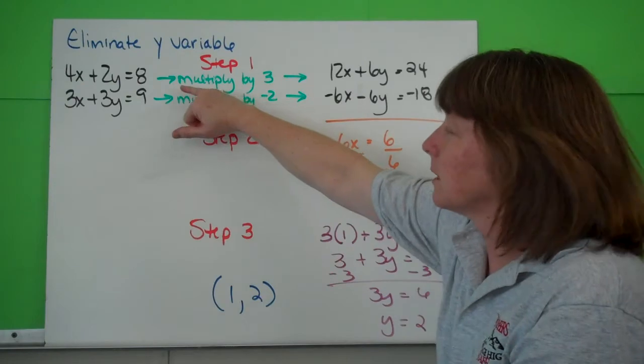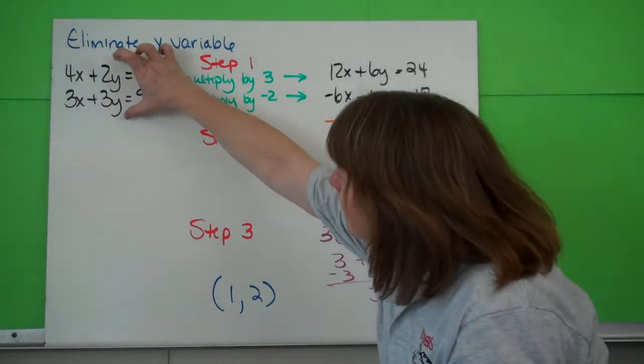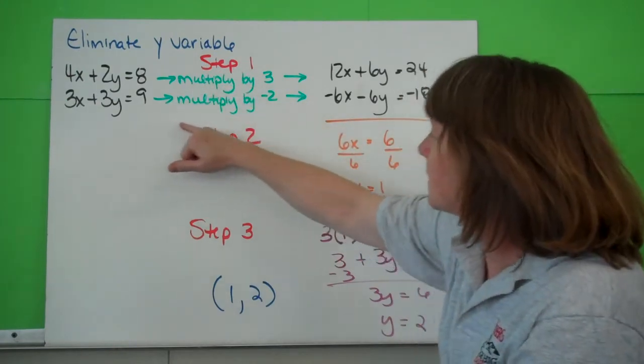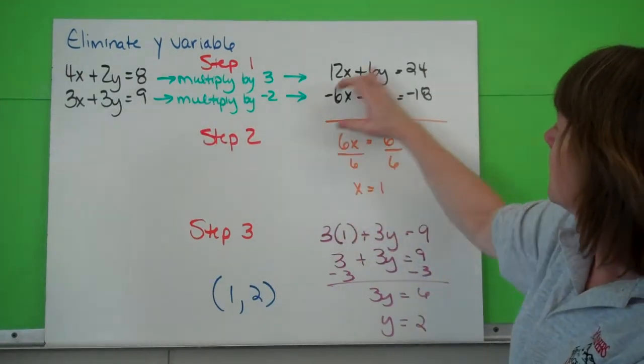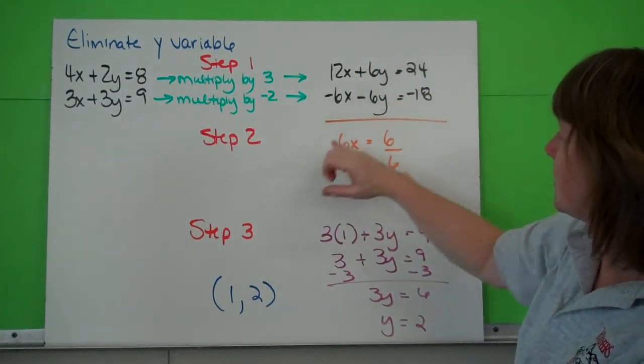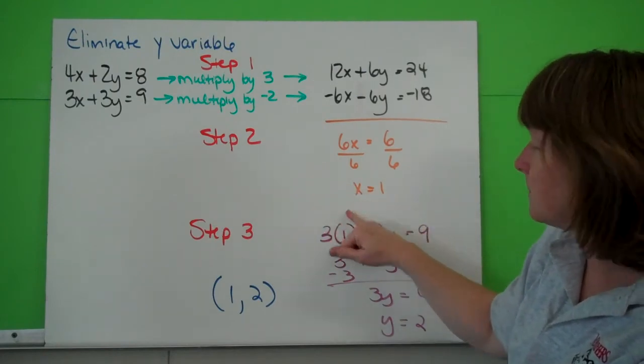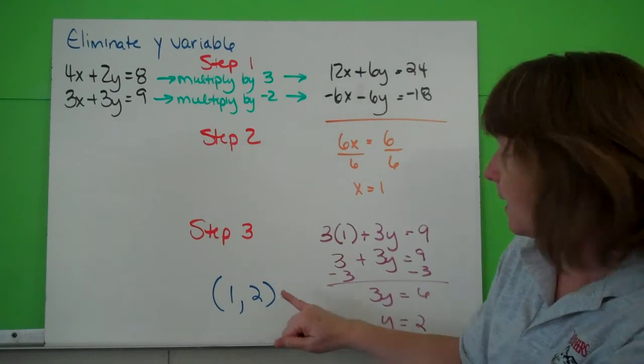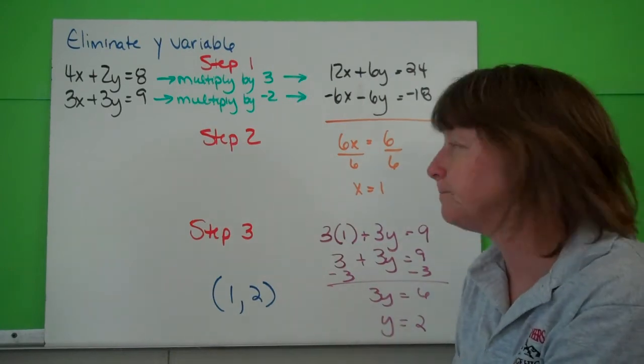Now take the same problem and eliminate the y variable. Multiply the first equation by 3 because we're going to try to get rid of the 2y and the 3y. Multiply the second equation by negative 2. We get this equation now. Step 2, solve for x. Step 3, plug the x back in to find the y variable, and you see the same solution.